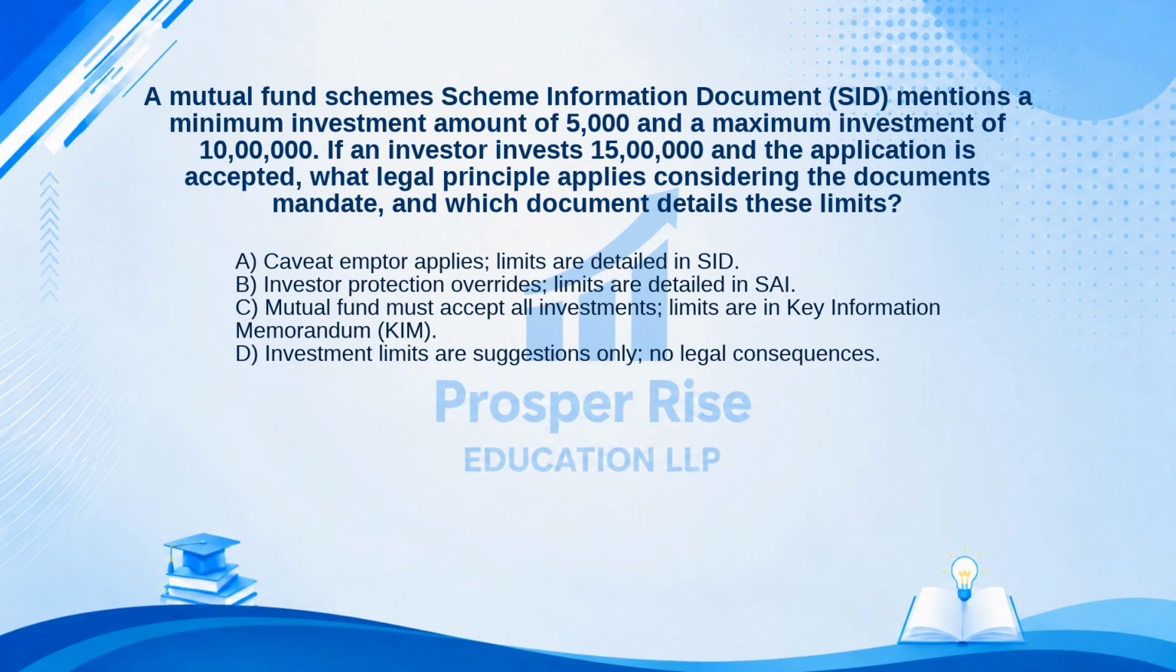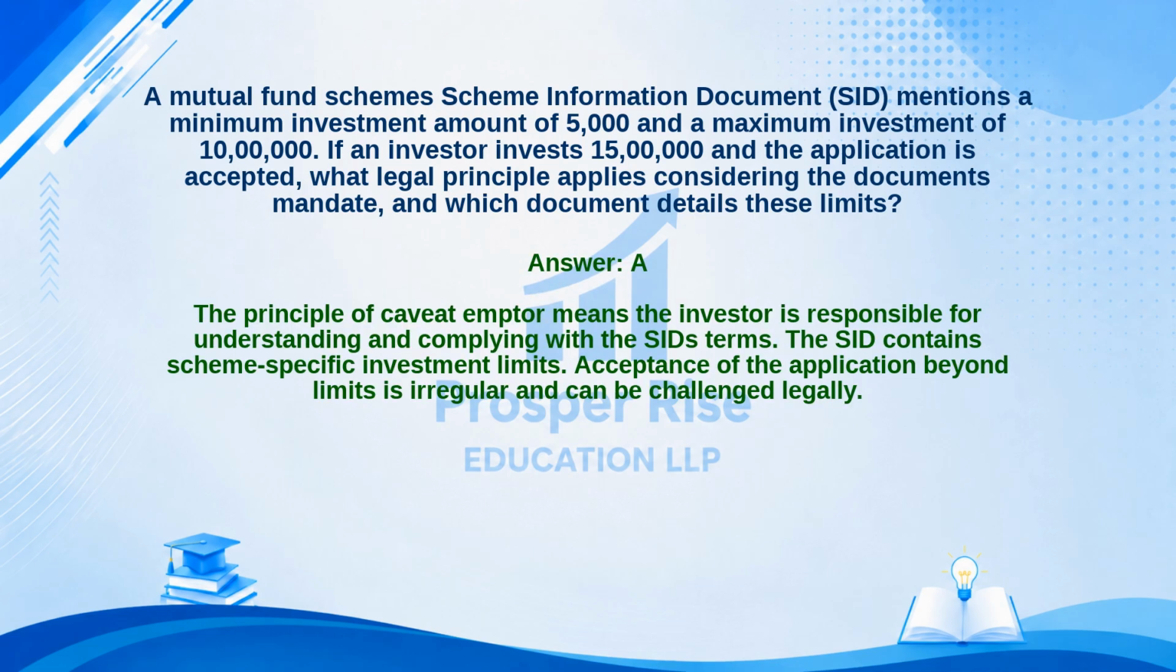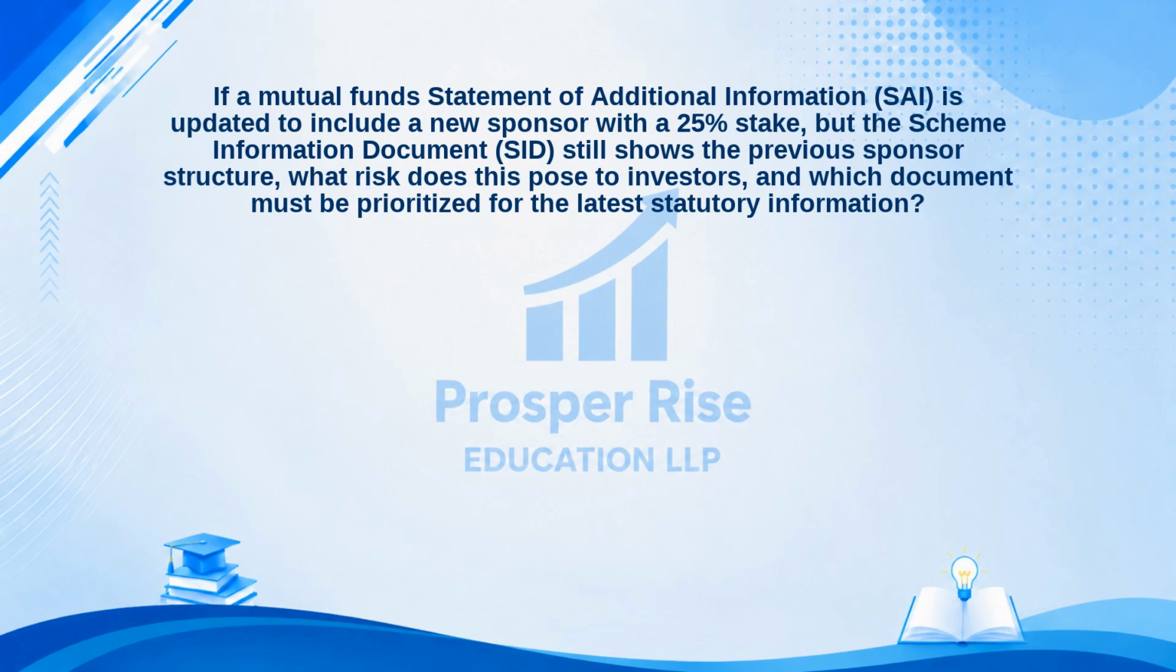The correct answer is option A. Let's see why. The principle of caveat emptor means the investor is responsible for understanding and complying with the SID's terms. The SID contains scheme-specific investment limits. Acceptance of the application beyond limits is irregular and can be challenged legally. Test your knowledge with this one.